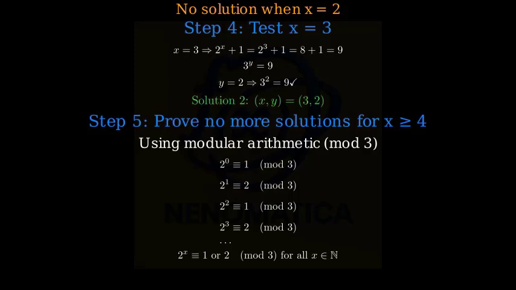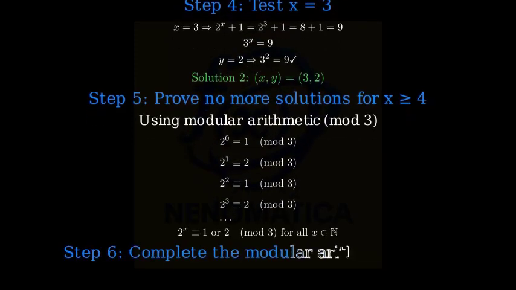2 to the power of 0 gives remainder 1. 2 to the power of 1 gives remainder 2. 2 to the power of 2 gives remainder 1. 2 to the power of 3 gives remainder 2. This pattern continues in a cycle, 1, 2, 1, 2, and so on. So for any power of 2, when divided by 3, the remainder is either 1 or 2. Now, let's consider what this means for our equation.